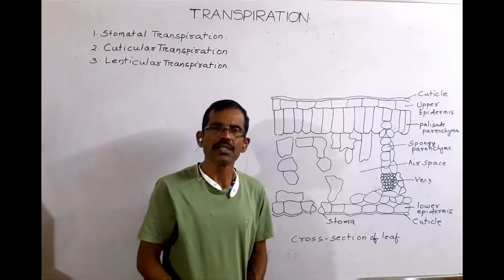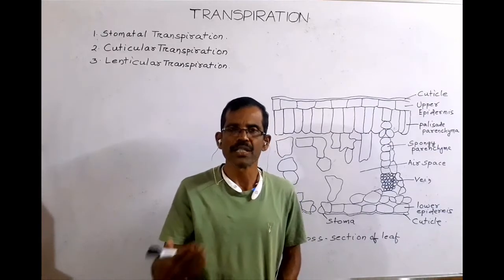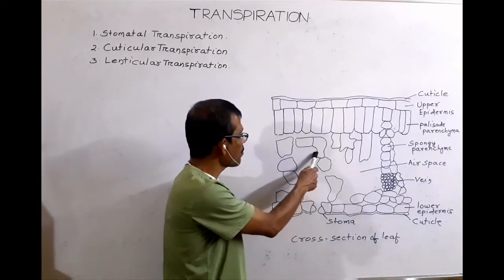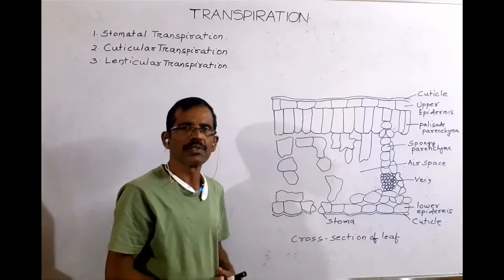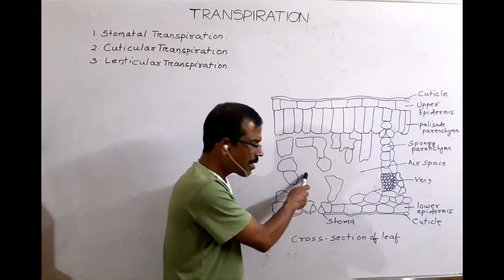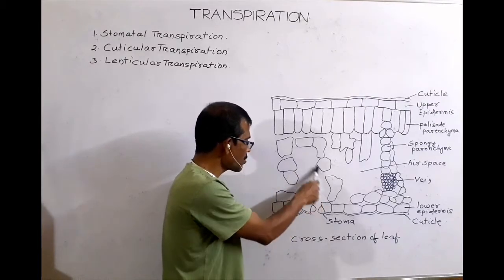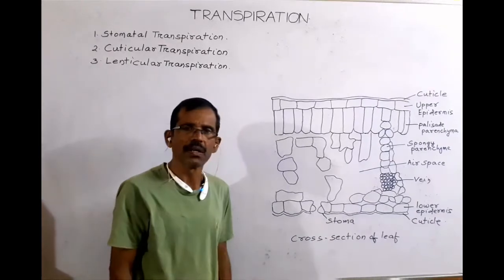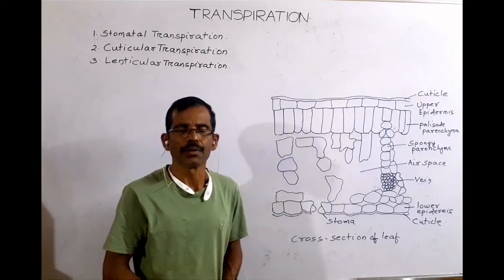The process of transpiration can be considered as a two-stage process. In the first stage, water is evaporated from the moist cell wall of the mesophyll cells. And in the second stage, the water vapor that is present in the substomatal air space is diffused out into the atmosphere. These are the two stages in the process of transpiration.